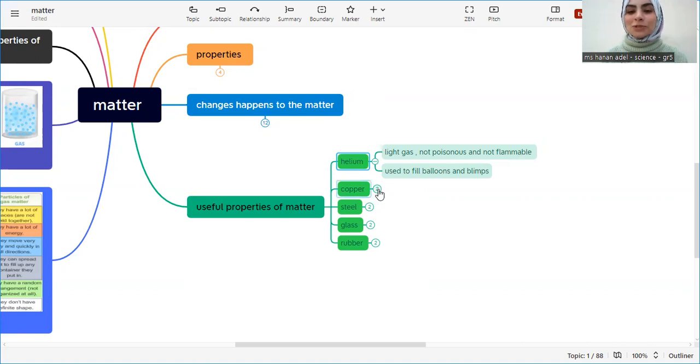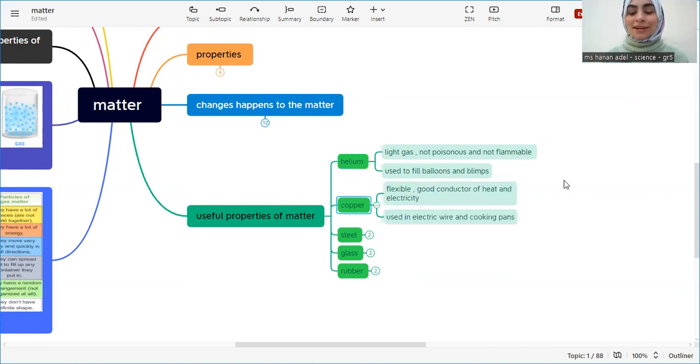The next one is copper. Copper is a flexible material. It's a good conductor of heat and a good conductor of electricity. The process here we call conduction. It has good conduction of both of them, heat and electricity. So we can use it to make electric wire to conduct electricity well. And we can also use it to make cooking pans because it's a good conductor of heat.